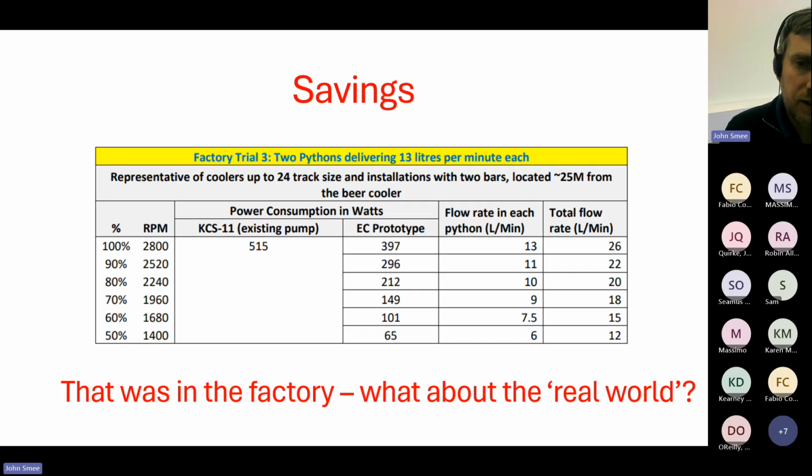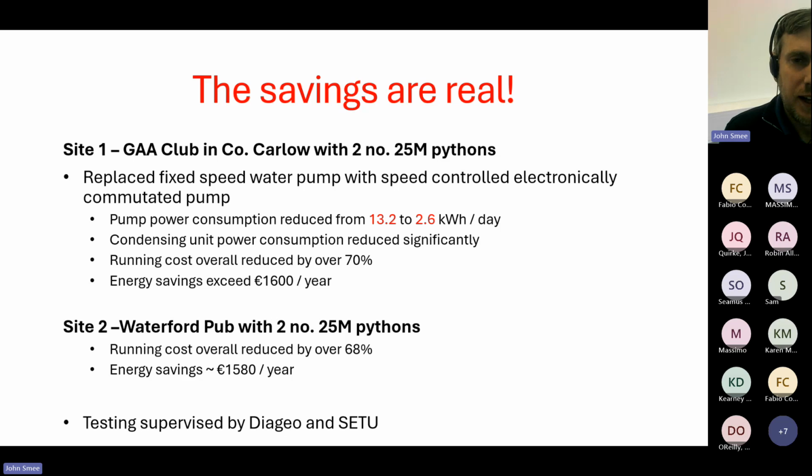So having done some of these trials in the factory, what I did was I actually installed some on sites. That was in the factory. What about the real world is the question, and the savings are real. So I'll just give you some examples I did. I went to a site in a GAA club. It's a bar with two 25-meter pythons up to each bar with a conventional pump. So I replaced the fixed speed water pump with the speed controlled electronically commutated pump, and our pump power consumption went from 13.2 down to 2.6 kilowatt hours per day. So that was a massive, massive reduction.